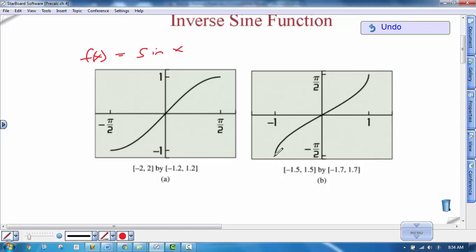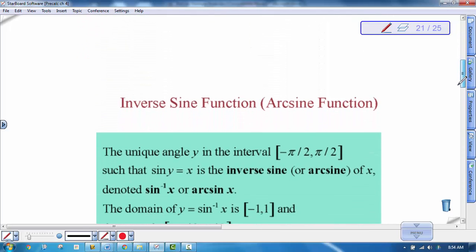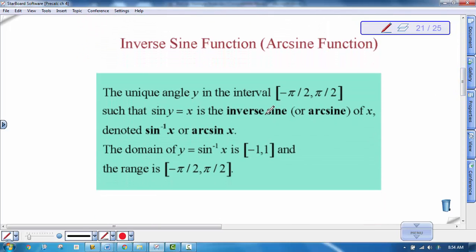So this is just our inverse sine, just these values here. And we'll hopefully use this function to solve some problems that are meaningful for us. Here's what the book says. The book uses arc sine sometimes, so keep that in mind instead of inverse sine. And same thing, the domain is -1 to 1, and the range is -90 to 90.